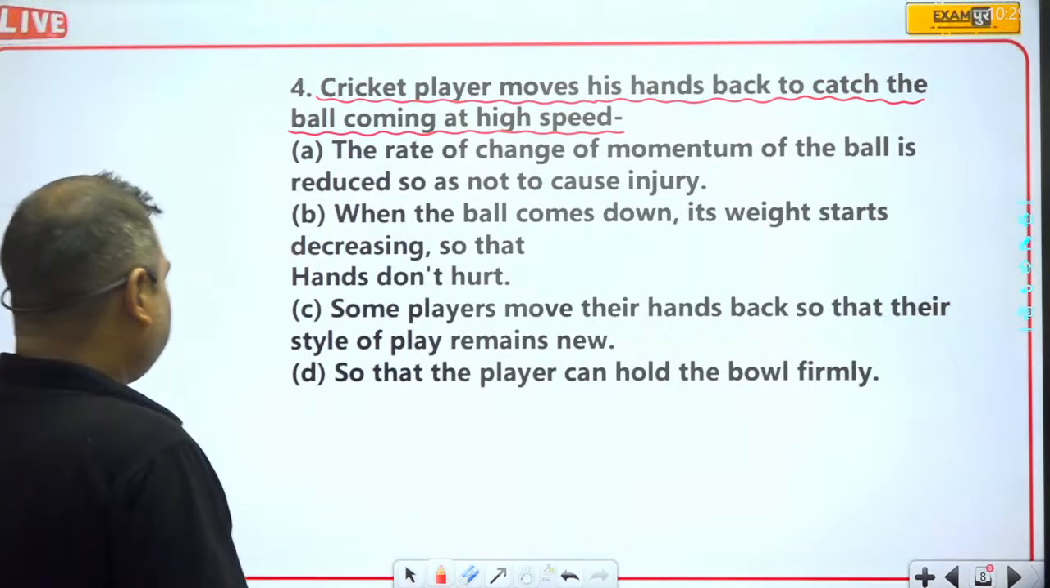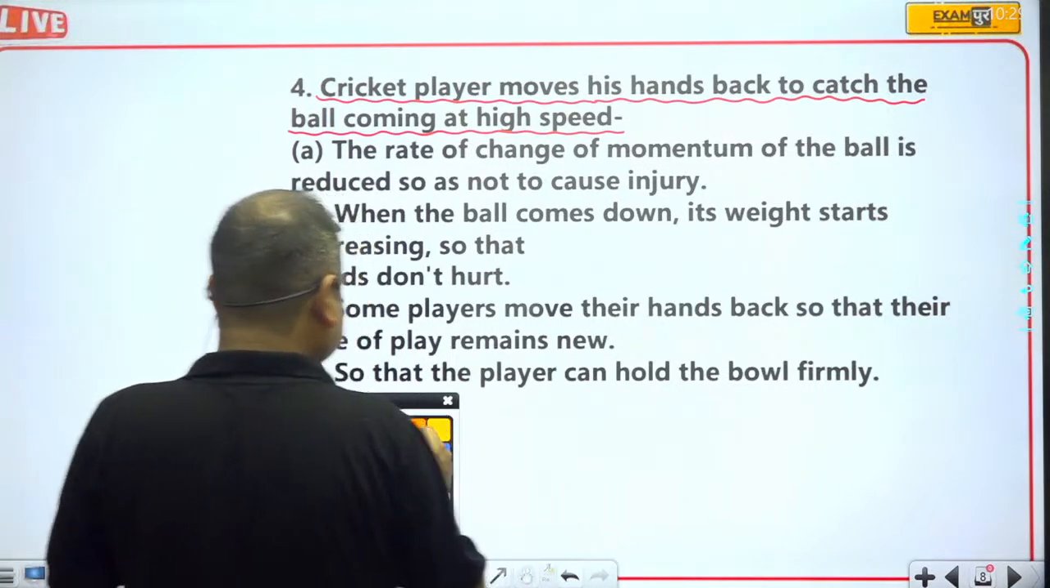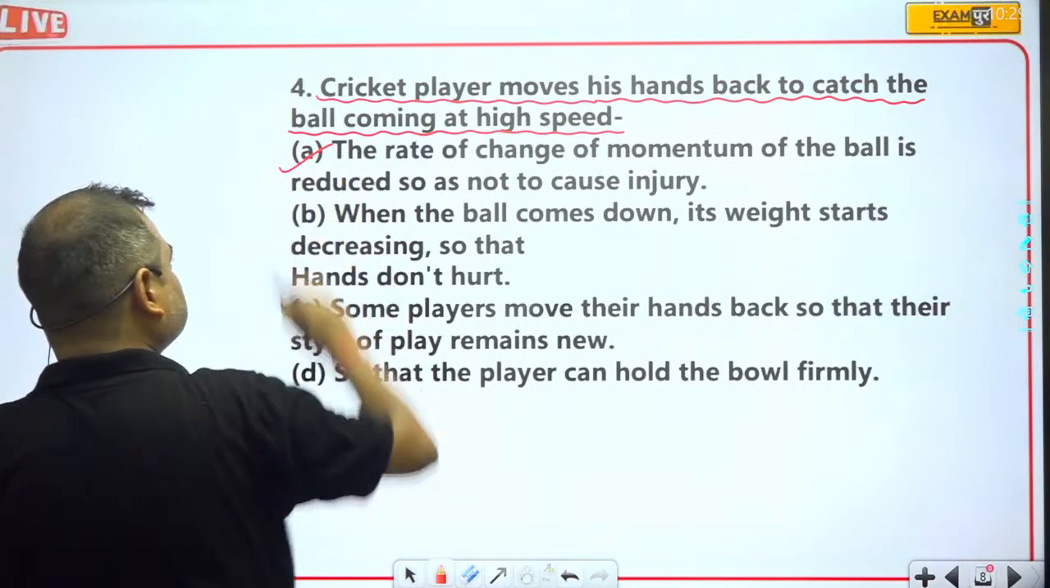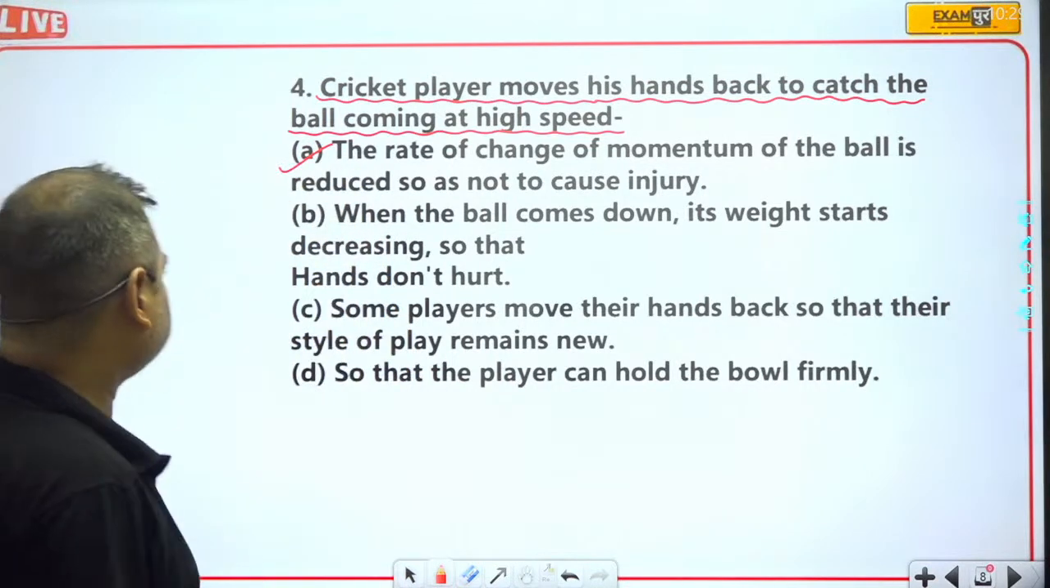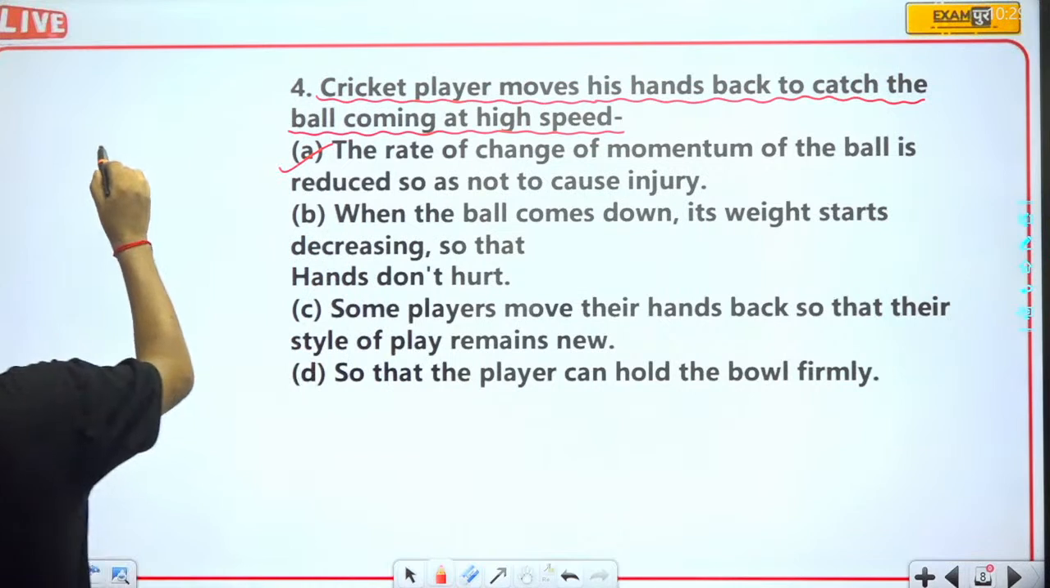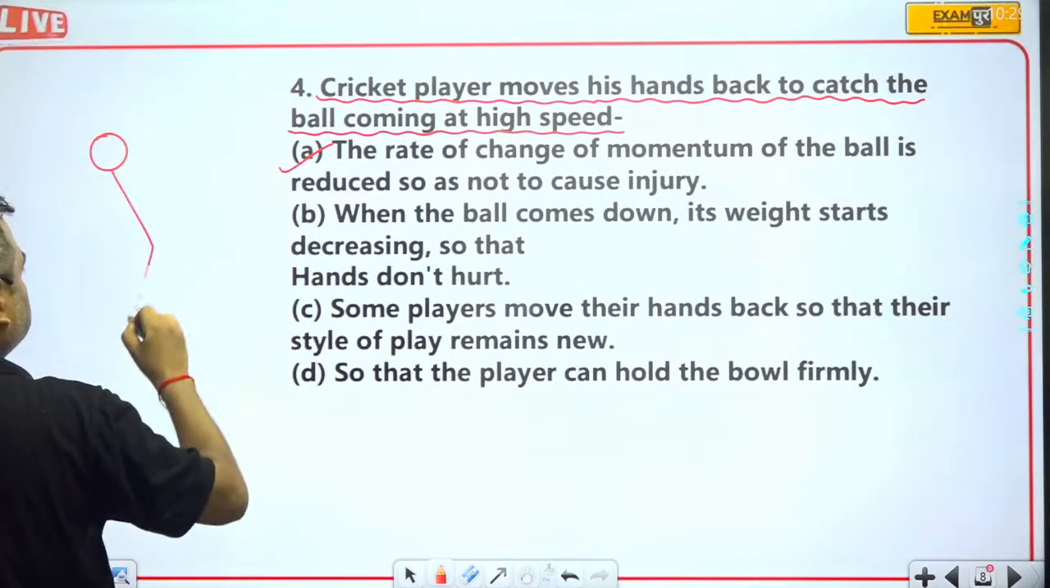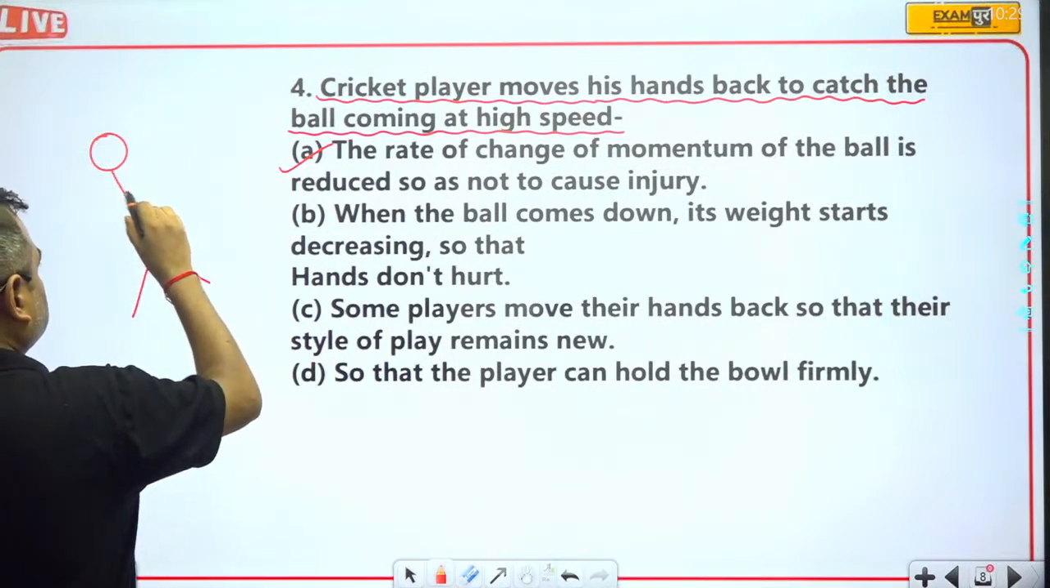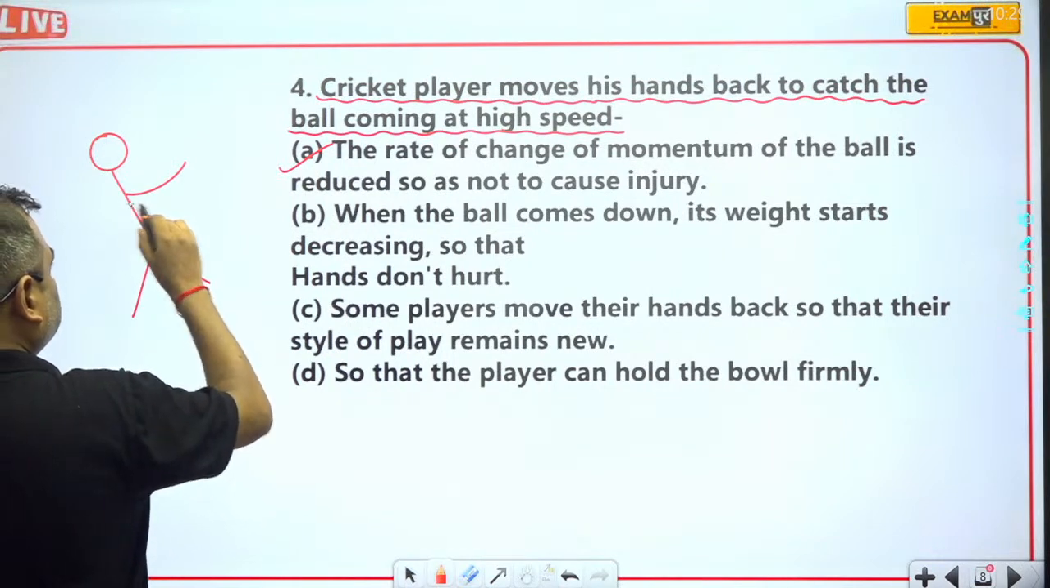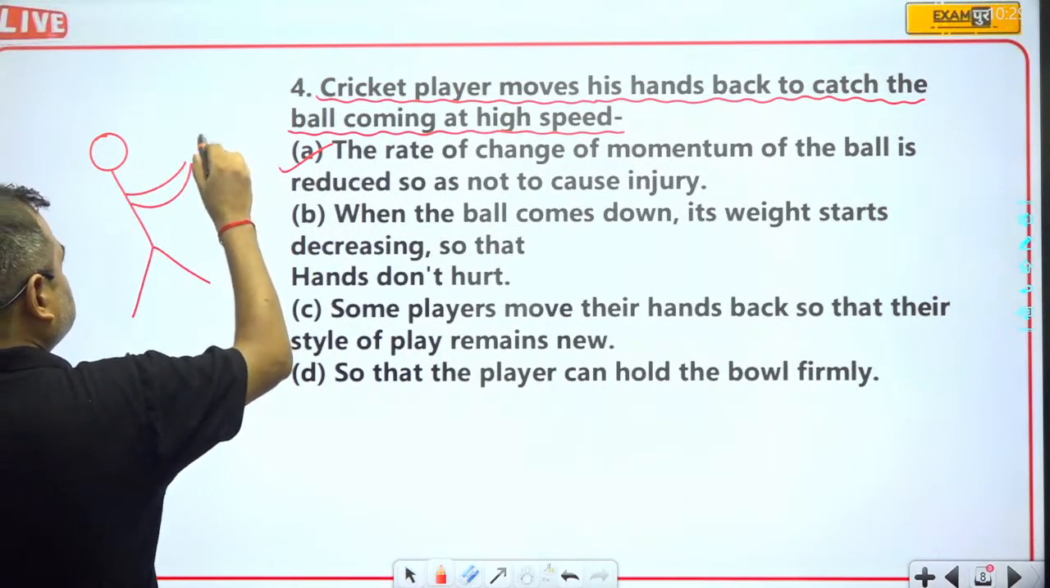Actually, in this case, the first option is the correct answer, because suppose that this is a player. So this is the player, and like this. Suppose that this is a ball.